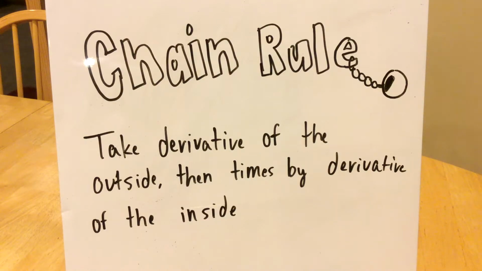Alright, the next thing in our lesson today is the chain rule. This is a very interesting rule, and it'll be coming up a lot over the course of calculus. Basically, with the chain rule, you take the derivative of the outside and then multiply it by the derivative of the inside of a certain function. Let's go to the examples and see what this looks like.